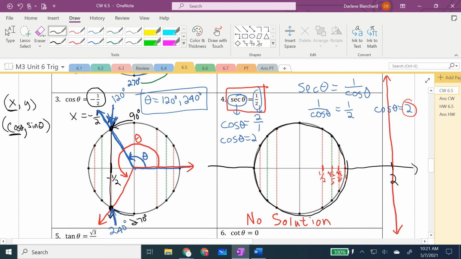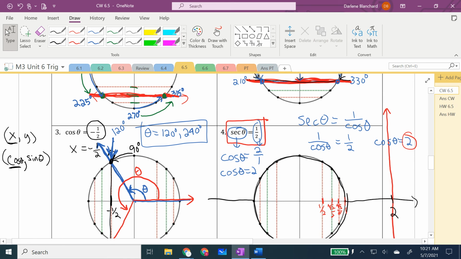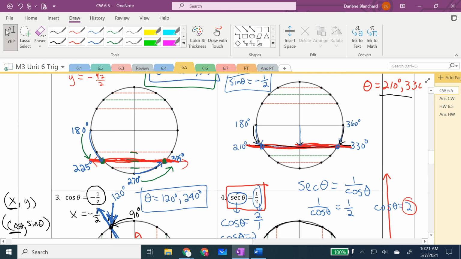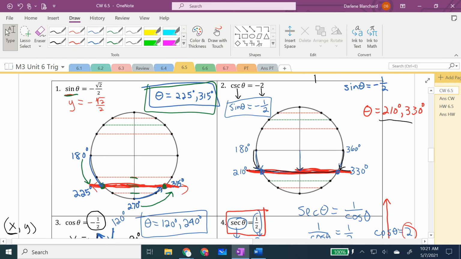And I want to point out to you that that can happen if you're drawing vertical lines with cosine or secant, or if you're drawing horizontal lines with sine or cosecant. There are answers of no solution for these 4 trig functions that you can get.